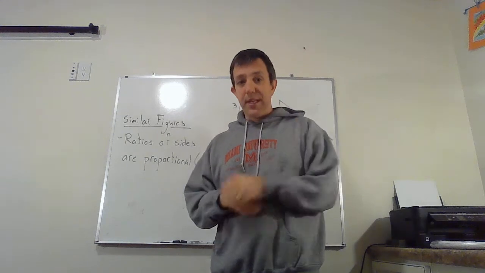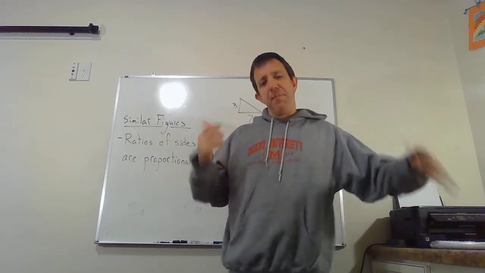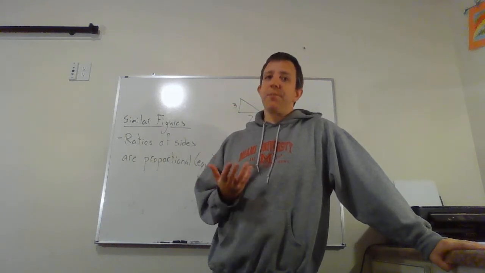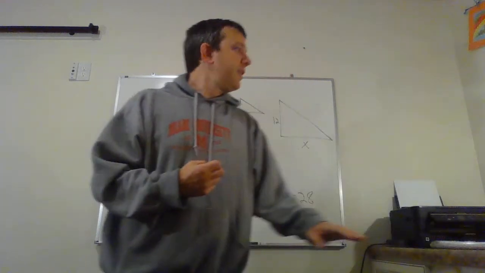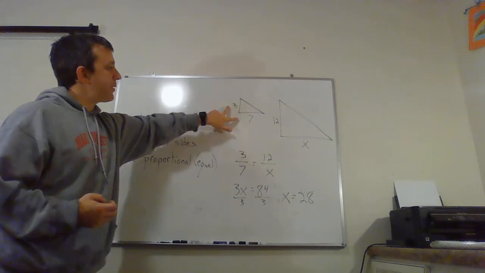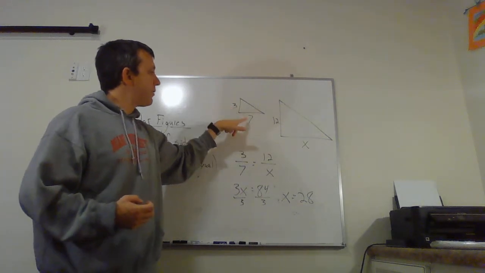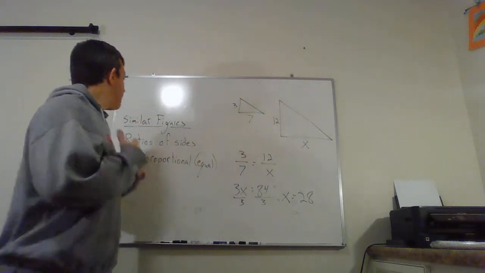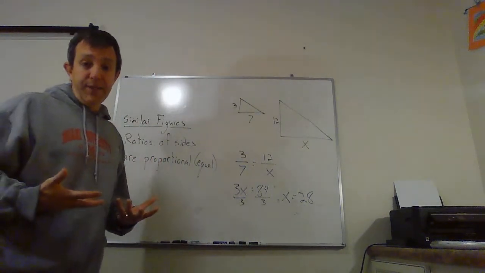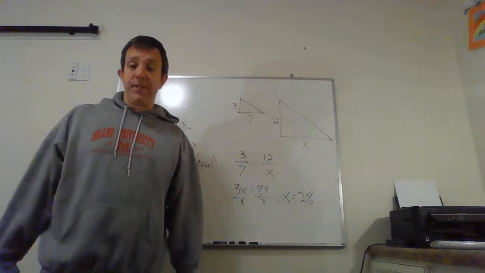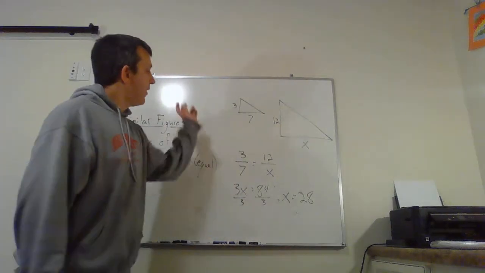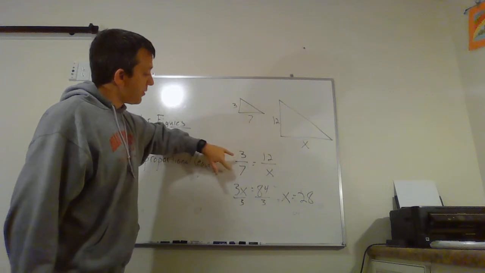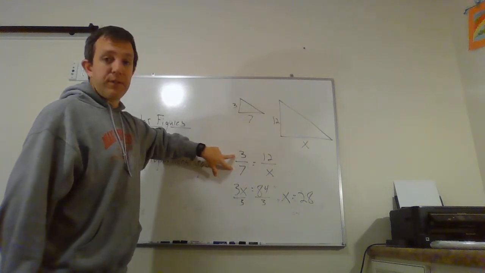So let's take a look at this example I have over my shoulder, or behind my back, I guess. And we'll see how it works, and really these are pretty straightforward. So let's take a look. Here's my first shape. I have a triangle with two sides that are 3 and 7, and another triangle with sides that are 12 and x. Now, to be similar, they don't have to be the same size, just the ratios of the sides have to be the same. So I set up a ratio, 3 over 7.